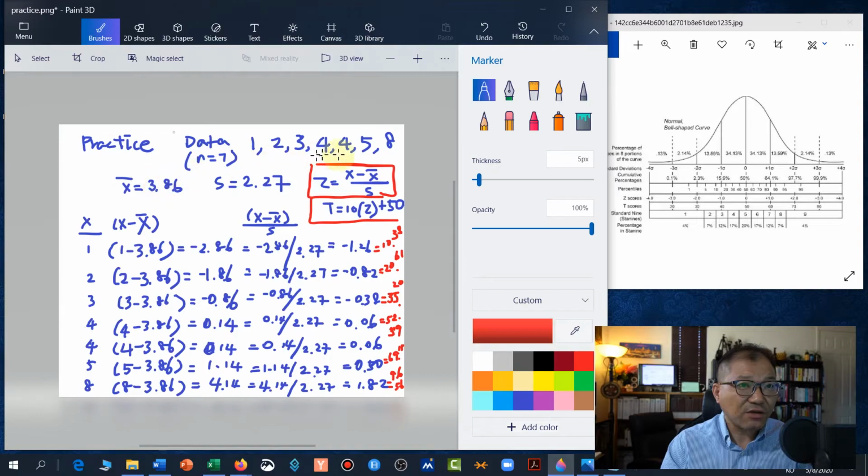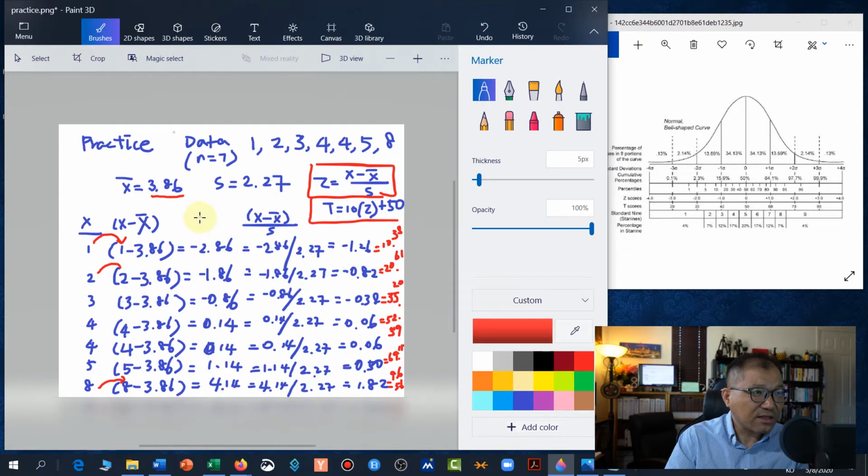So first step that you need to do using this formula is x minus x bar. So x is 1 right here from 1. What about the mean? It's already given, 3.86. So x minus x bar equals 1 minus 3.86. What about when x is 2? 2 minus x bar equals 3.86. So you can just practice all the way bottom. So what if x is 8? Then you can put x value right there. X minus x bar, mean is 3.86.